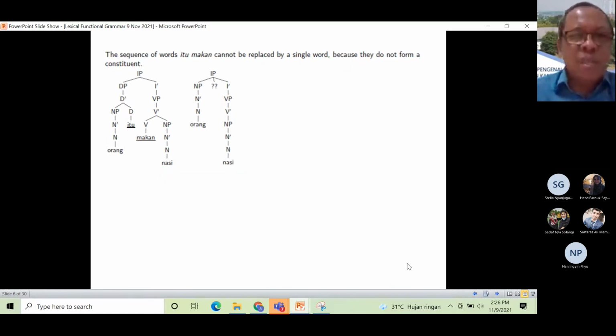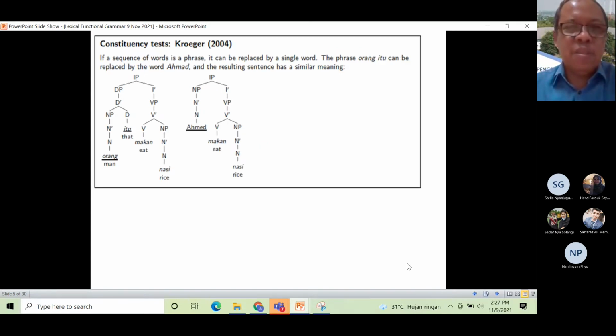This is a constituent test. The sequence of words itu makan cannot be replaced by a single word because they do not form a constituent. For example, this is in bahasa Indonesia, orang itu makan, that man eats rice. Itu and makan cannot form a constituent. Therefore, they cannot be replaced by a single word. This is what we call the first constituent test, by replacement.